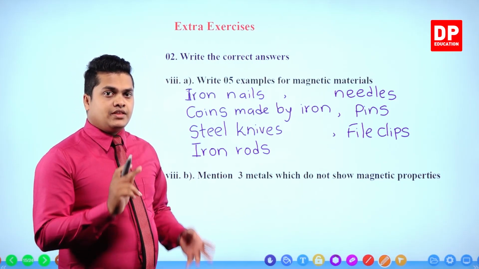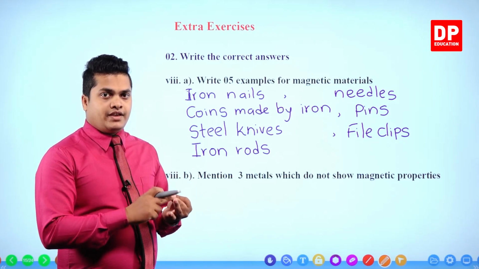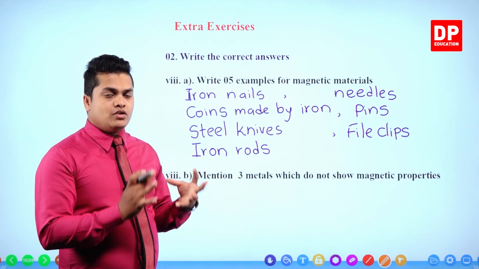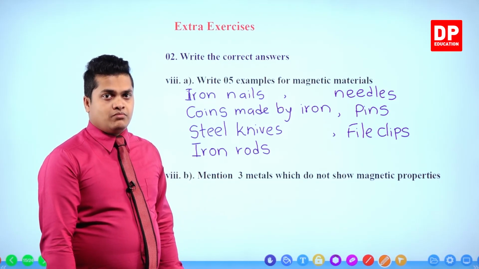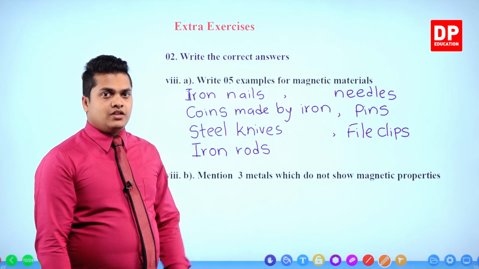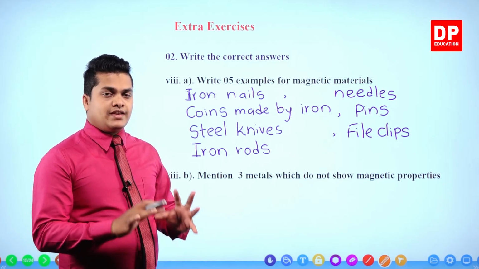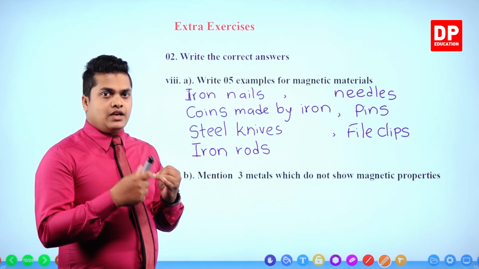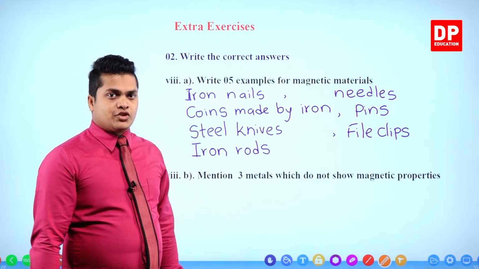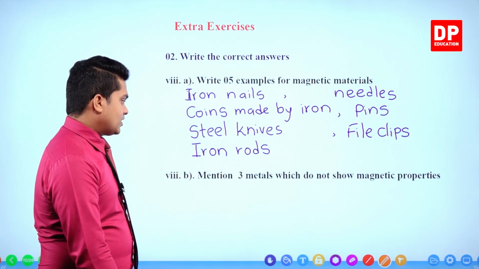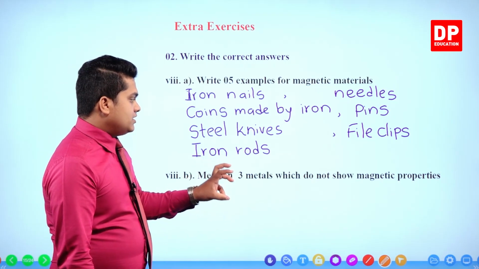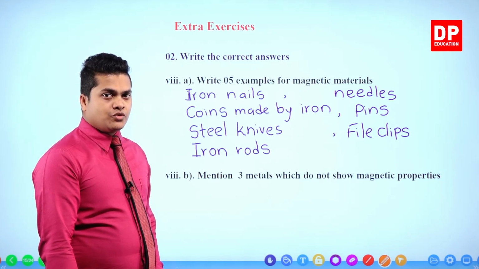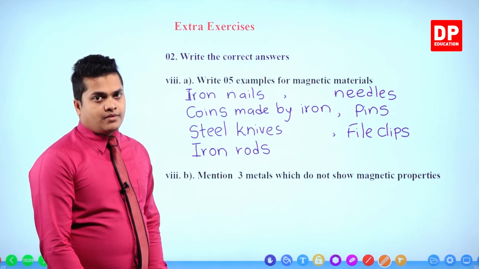Anything which are made up with steel, iron, ferrite, nickel, like those kind of metals, they show magnetic properties, and chromium also, right? So any material made up with iron, ferrite, steel, nickel and chromium, those materials show magnetic properties. Next one, mention 3 metals which do not show magnetic properties.